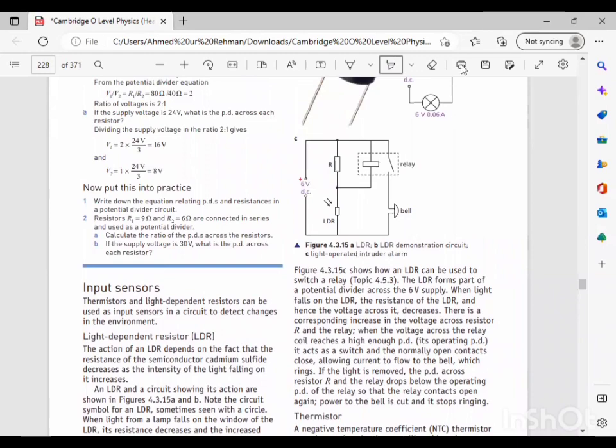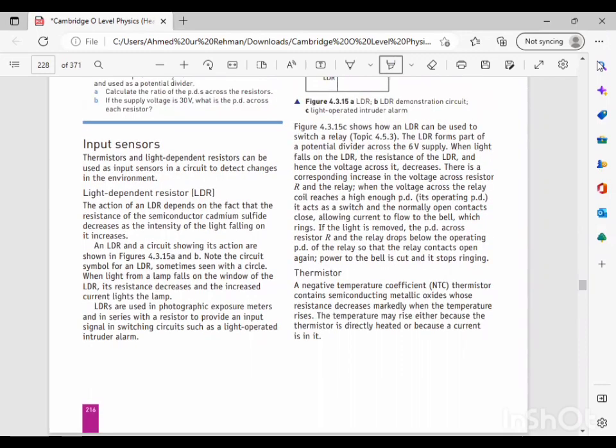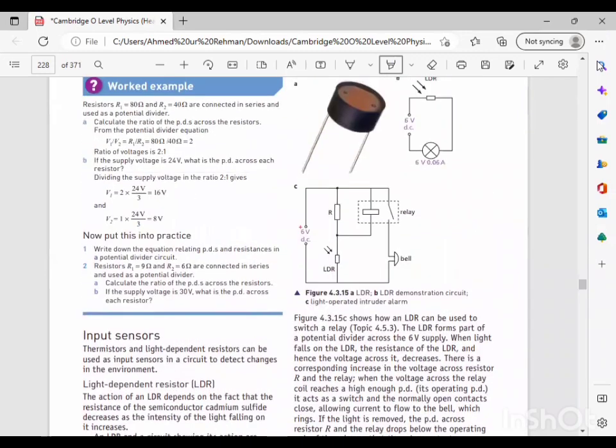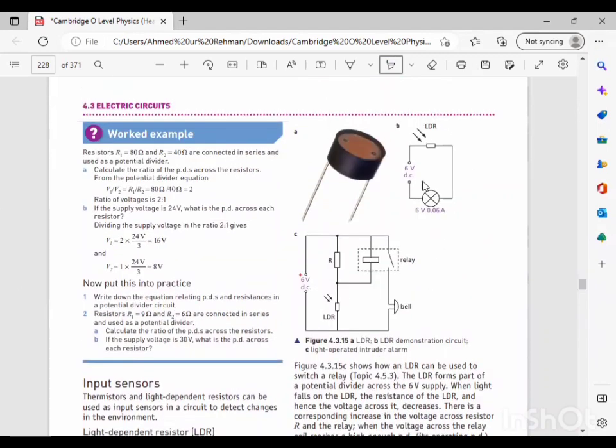So where do we have an LDR? We have an LDR right here, sometimes seen with a circle. When light from a lamp falls on the window of the LDR, its resistance decreases and the increased current lights the lamp. So basically, we have a circuit in which we have a bulb.